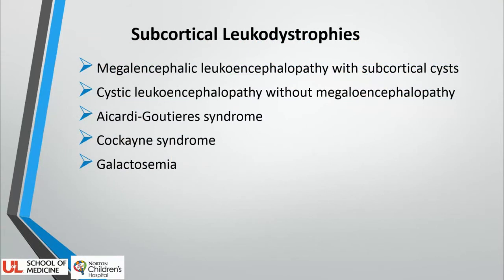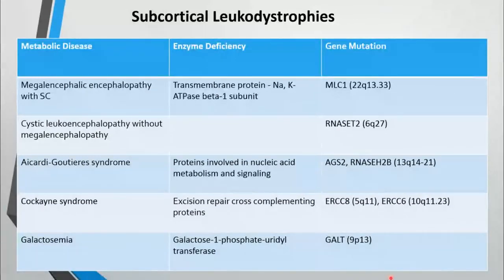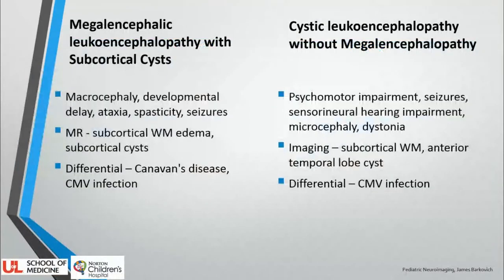This is the next set of disorders involving the subcortical white matter. The table here lists gene mutation causing enzyme deficiencies in each of the subcortical leukodystrophies. Megalencephalic leukoencephalopathy with subcortical cyst and cystic leukoencephalopathy are grouped because of similarities and differences between the two.